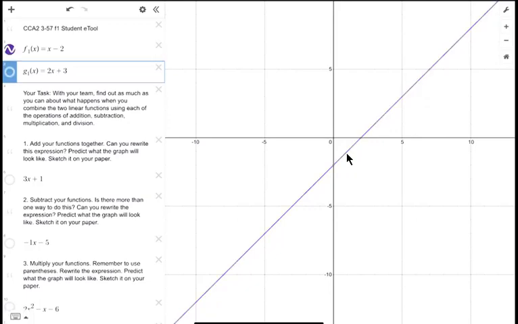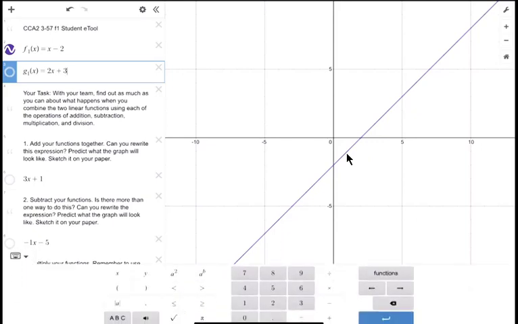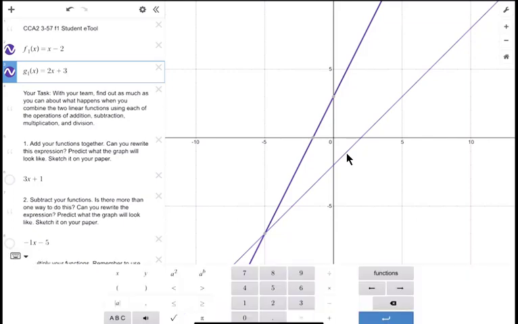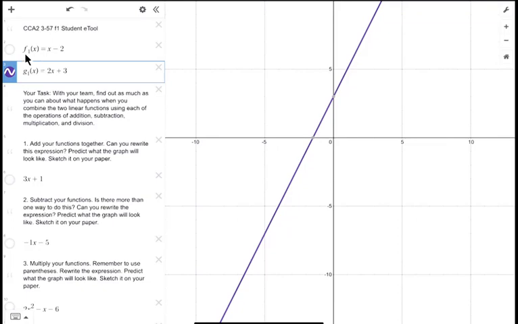We can click on our g of x. If we wanted to, we could even click off of our f of x if we just wanted to see g of x, or we could click in so we can see where both of those are, right? So these were the original two that we ended up having. So I'm just going to turn those two off.